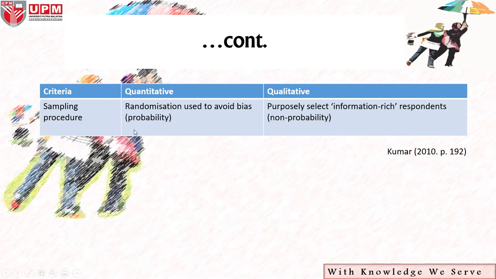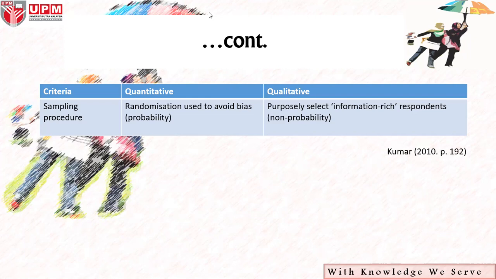But meanwhile, for qualitative, the sampling procedure is based on purposely selecting information-rich respondents, which is referring to non-probability. Ataupun qualitative researcher dia tak suka guna term-term kuantitatif ni, probability, non-probability dia tak suka. Dia suka term purposive sampling.